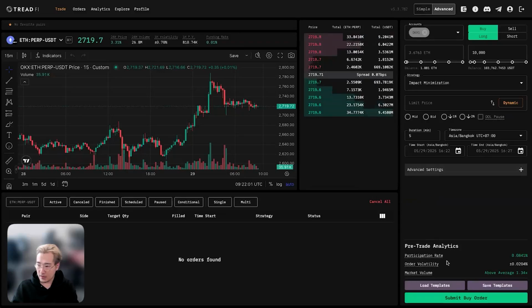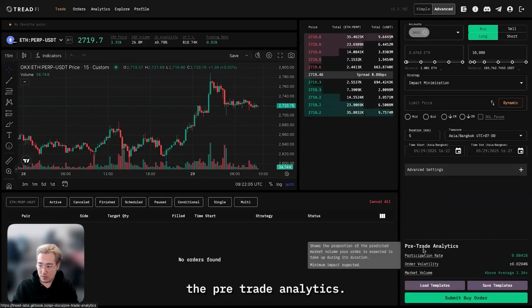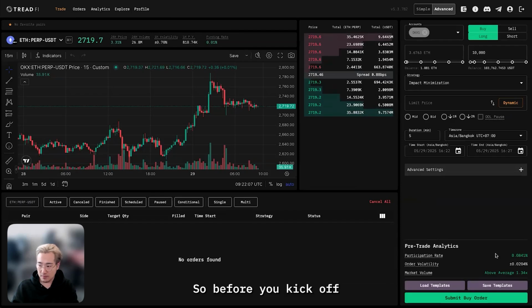And the last thing to take note of is the pre-trade analytics. So before you kick off an order, based off of the prediction models, we can estimate how much your trade is going to affect the market. Participation rate is just a percentage of your order quantity over the duration that you set versus the market quantity or market traded volume.